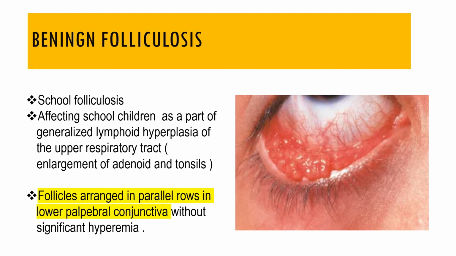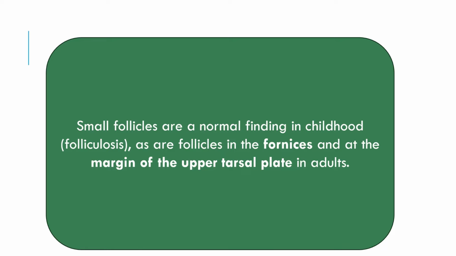Similarly, they can also have hyperplasia of the lymphoid tissue which is present in the conjunctiva. So this is called benign folliculosis of childhood. Here you will have really very large follicles, which are arranged in parallel rows, usually in the lower conjunctiva, and you will not see much hyperemia. As I told you, these follicles are a normal finding in childhood. Apart from that, in adults, if you find follicles in the fornices, that might also be normal, and at the margin of the upper tarsal plate also, it is normal.